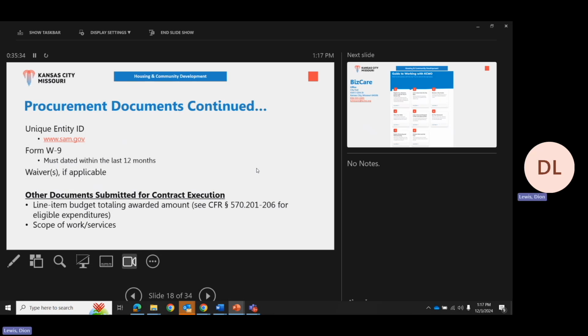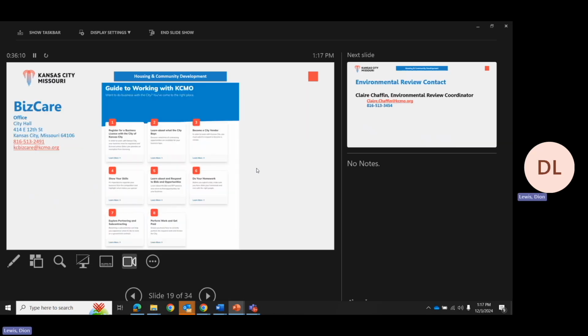Other documents submitted for execution of contract, again, line item budget. That line item budget needs to ensure that you are directly tagging the eligible scopes to the dollar amounts in total that you're getting from the city. That's how we're going to do reimbursements. And it is a reimbursement. There is no money put up front. So you do have to render services in order to get money back and show proof that these services were paid for. Scope of work and services to support those things. Again, just kind of talked about it, the biz care guide to working with the city. Very, very important step.